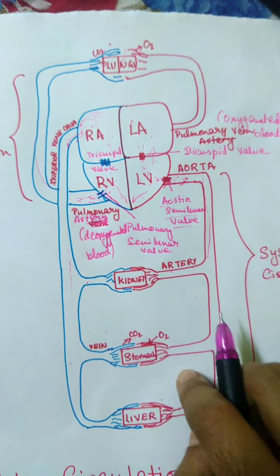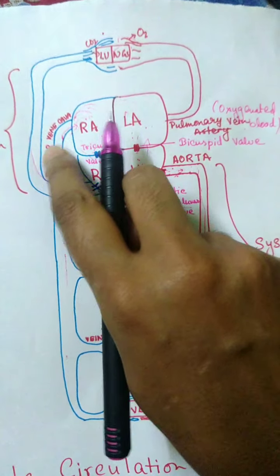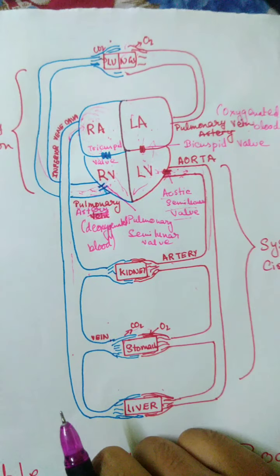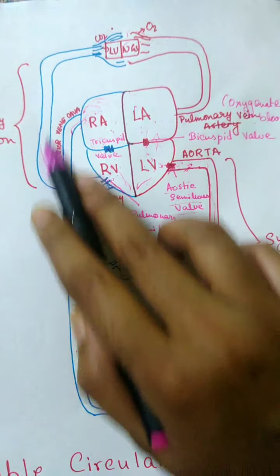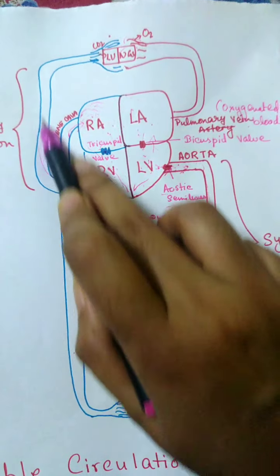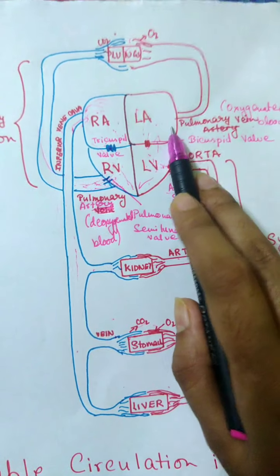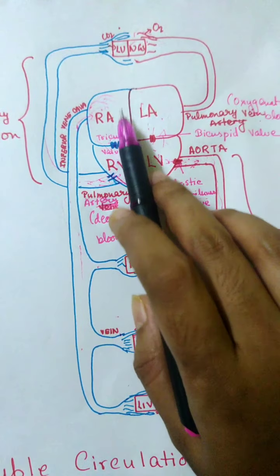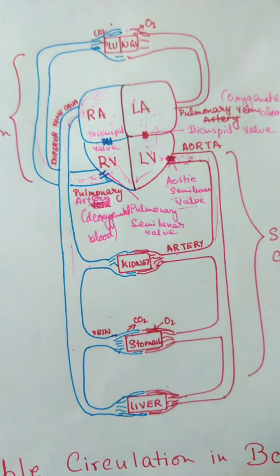Otherwise, the rest of the arteries carry oxygenated blood and the rest of the veins carry deoxygenated blood. So, this is about the systemic circulation and the pulmonary circulation. This happens throughout the heart and the lungs. That's why it's known as the pulmonary circulation. These two circulations together comprise the double circulation of the human body.